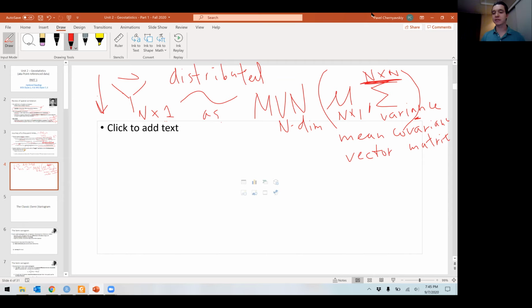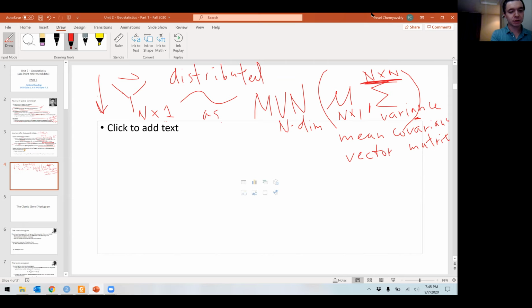So that matrix has 10,000 squared elements. That is a lot for a computer to store and a lot for us to understand without imposing some type of structure on the data. So let's take a look at this variance covariance matrix a little bit more.